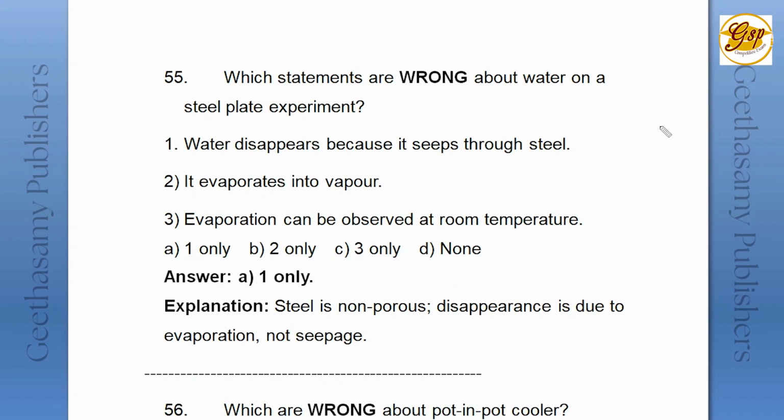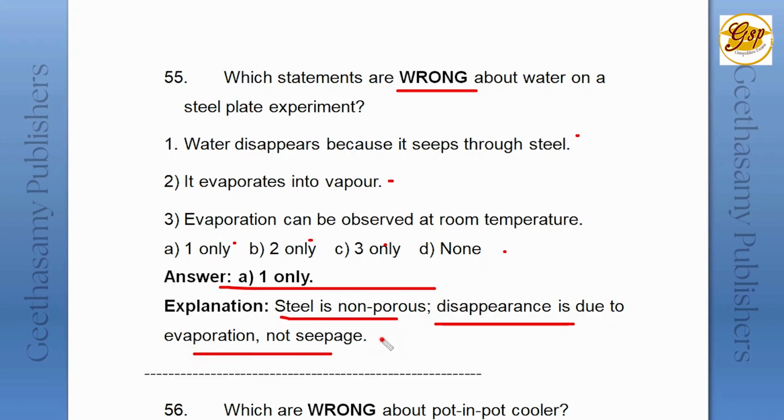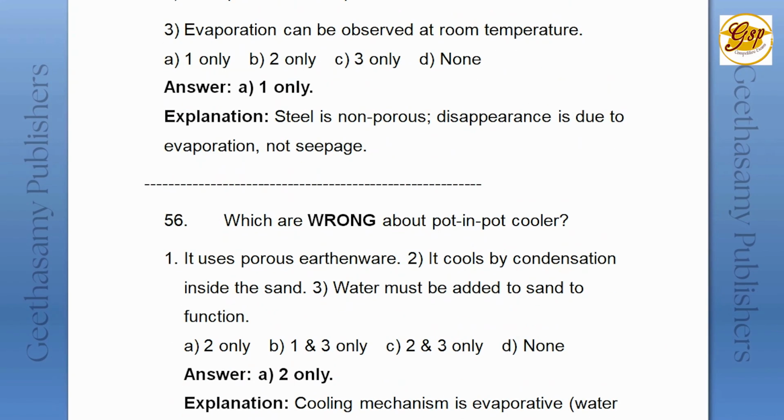And the 55th question, again about the wrong statement. 1. Water disappears because it seeps through the steel. 2. It evaporates into water vapor. 3. Evaporation can be observed at room temperature. The options are 1 only, 2 only, 3 only, none. The correct answer is 1 only. The steel is non-porous, and the disappearance is due to evaporation, not seepage. Fine.